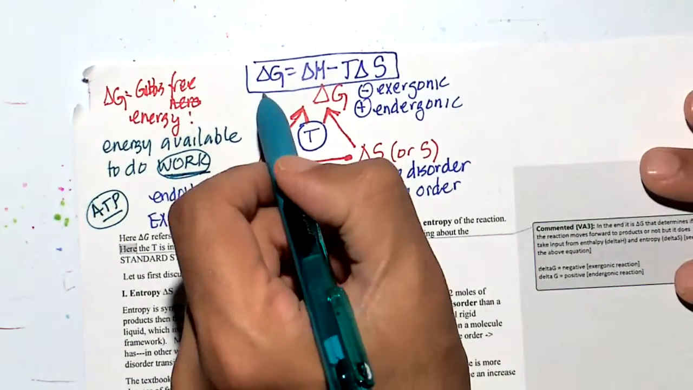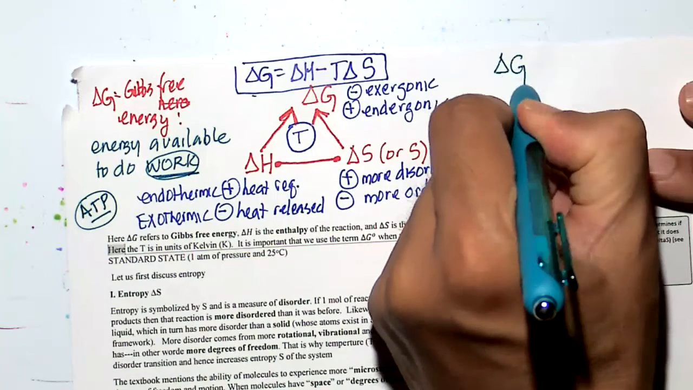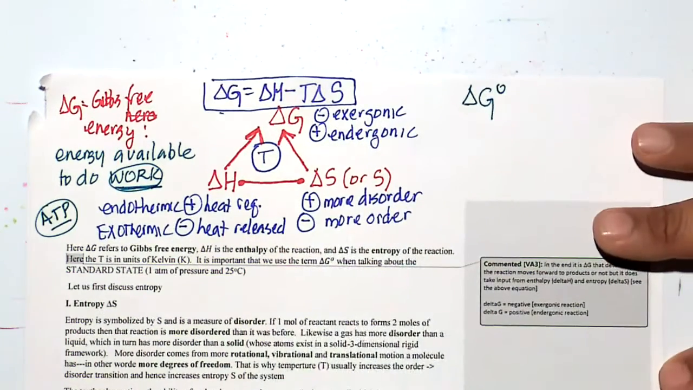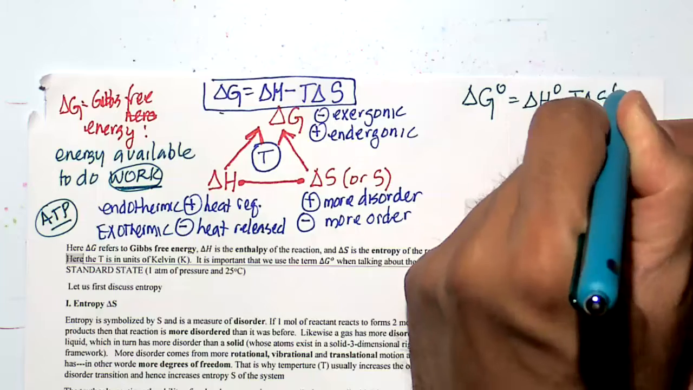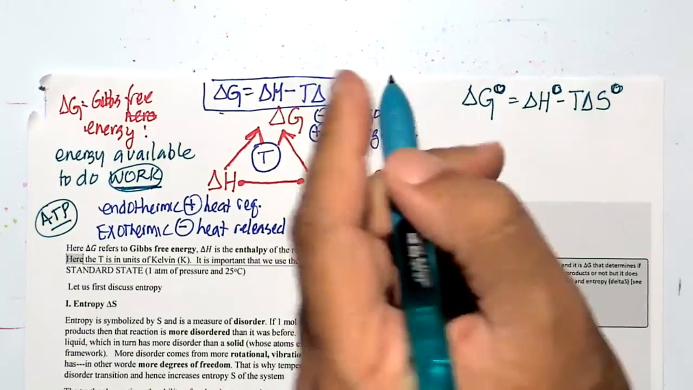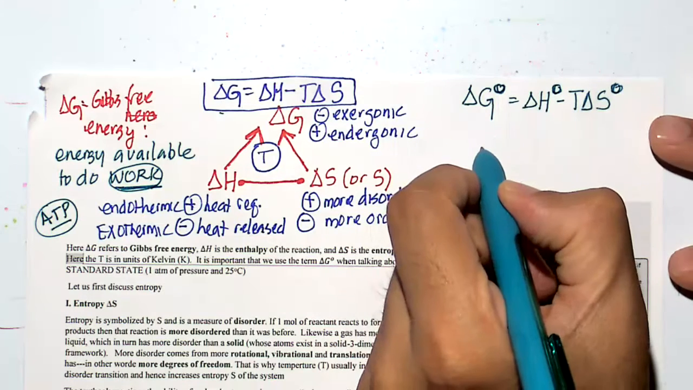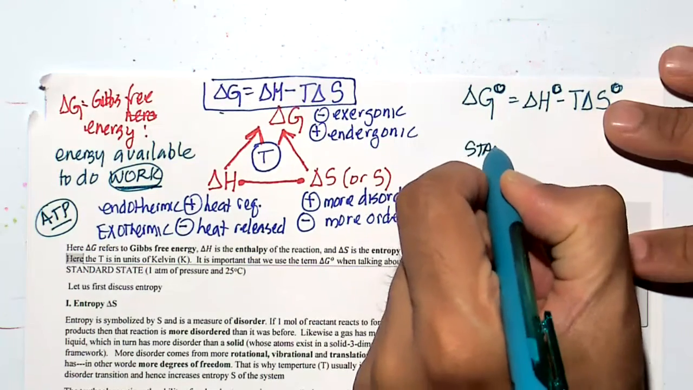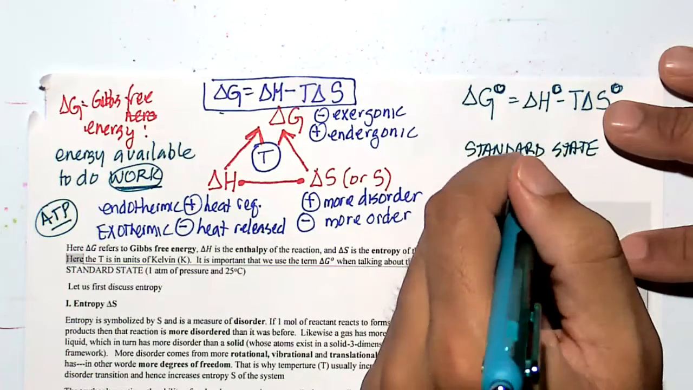Another thing I want to mention here, we have delta G equals delta H minus T delta S. There's another version of this, and it's delta G naught equals delta H naught minus T delta S naught. This little superscript with that little O means naught. Delta G naught equals delta H naught minus T delta S naught. So this naught means standard state, standard state conditions.